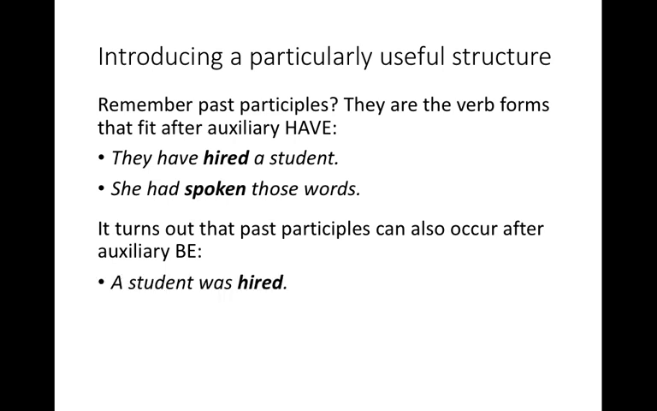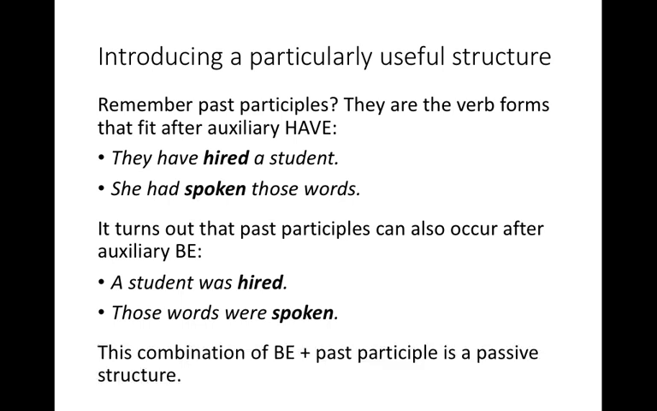A student was hired. So here we have was, an auxiliary verb, and hired after it. Or those words were spoken. Were is an auxiliary be verb and it's got the past participle spoken after it. These two together, an auxiliary be verb with a past participle on it, is a passive structure. This is the way it's defined.